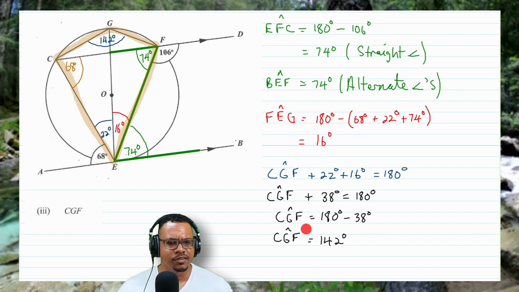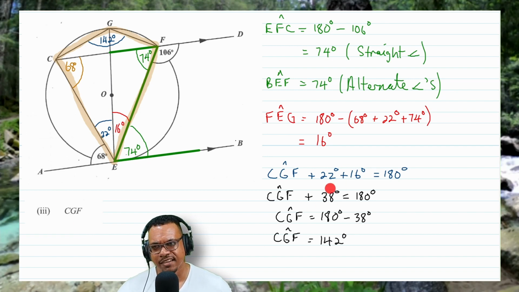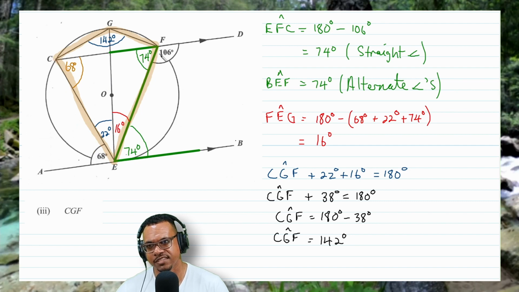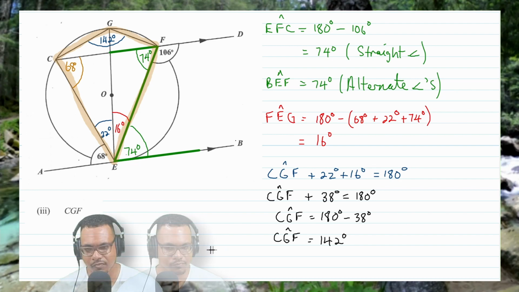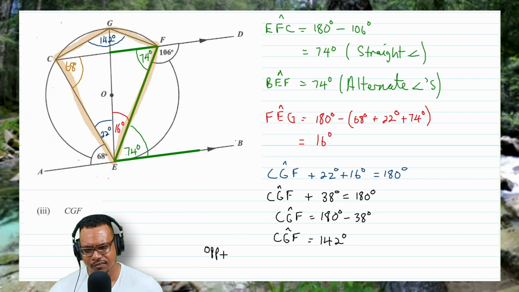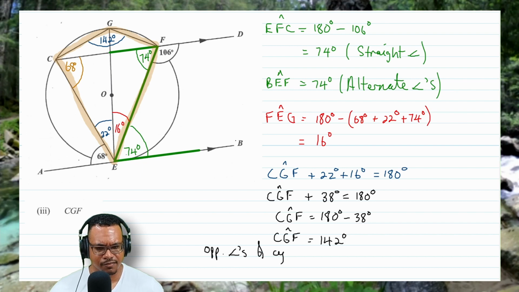And of course, the reason for doing this is that the opposite angles of a cyclic quadrilateral, this whole angle here is opposite to this one here. This is a four-sided shape, all four vertices touching the circumference of the circle. So it's a cyclic quadrilateral, and the opposite angles are supplementary. So I'm going to put the opposite angles of a cyclic quadrilateral are supplementary.